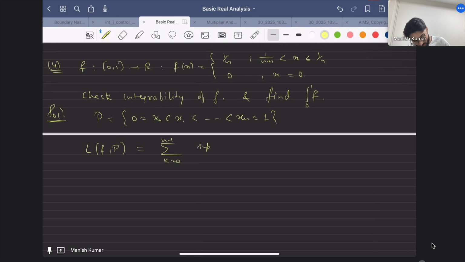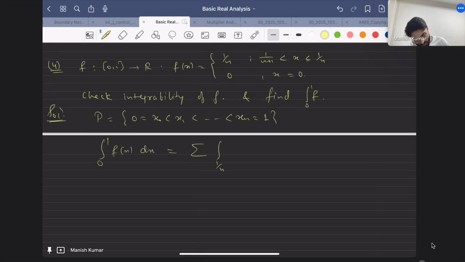f(x). So this would be from k by n to k plus 1 by n. How should I write it, or maybe you just focus on, let's directly use it. You can directly do this, the integral of f(x) dx. I'm just breaking it into 1 by n plus 1 to 1 by n.